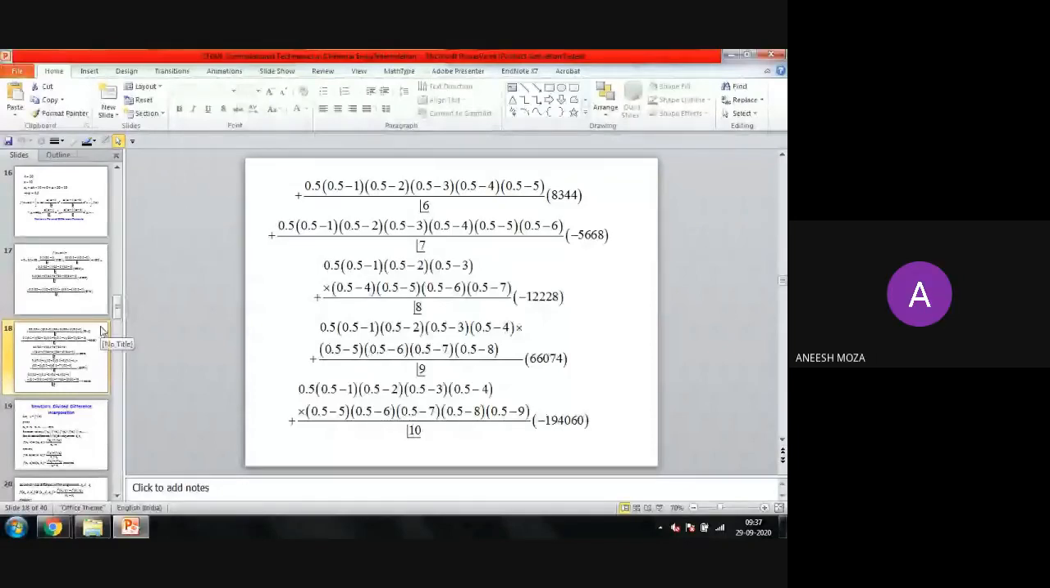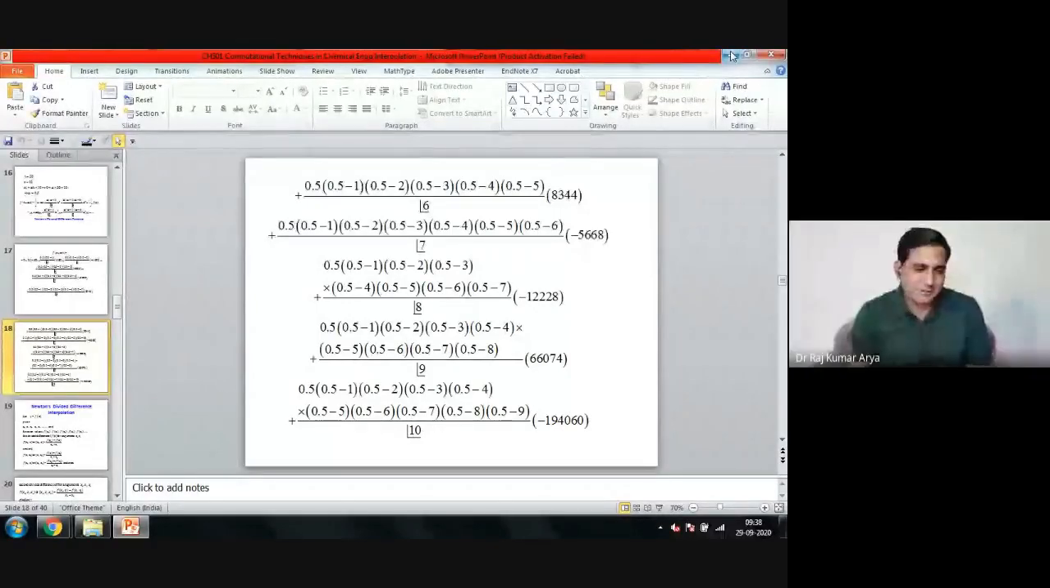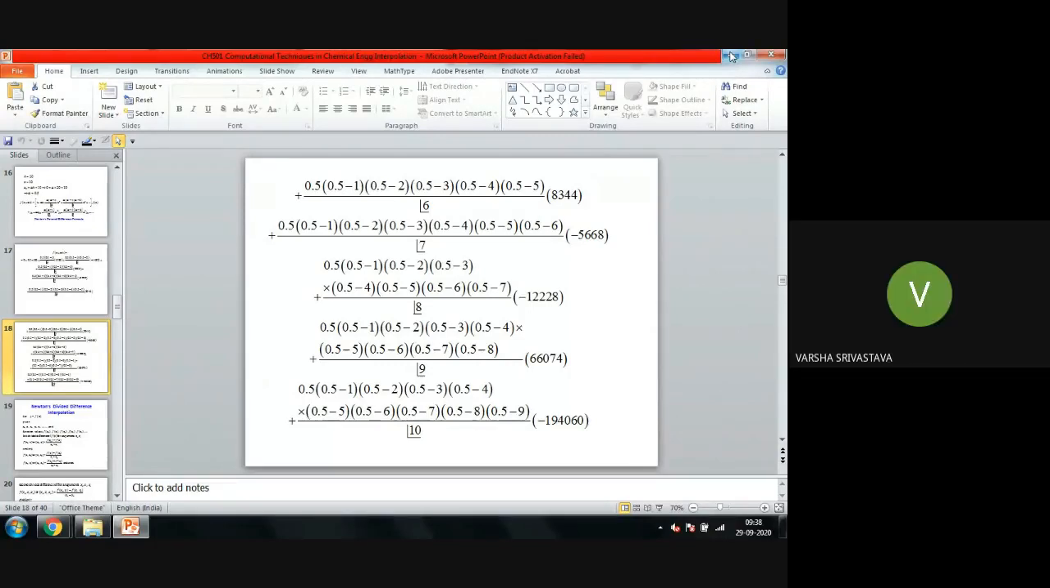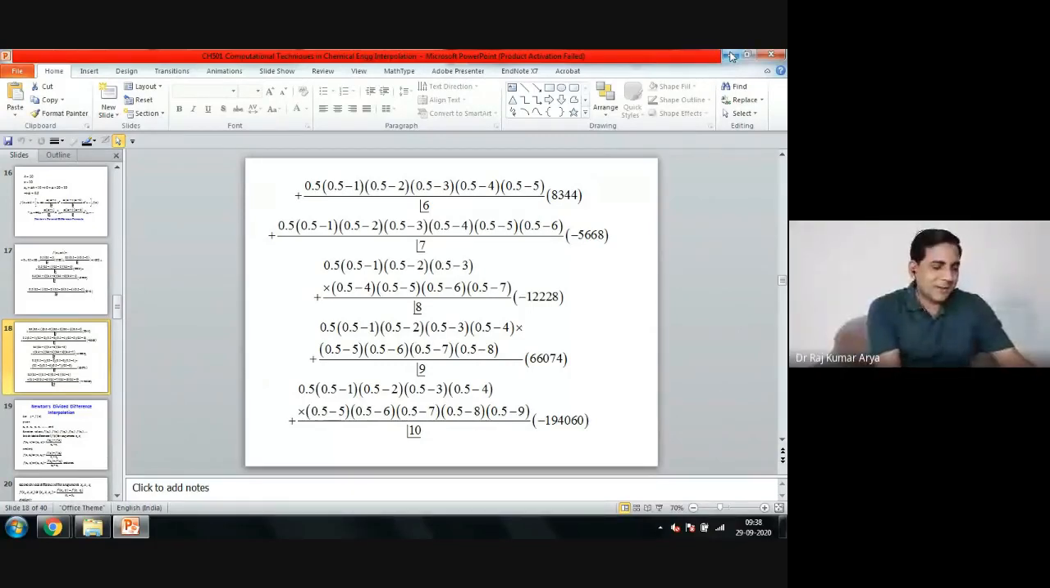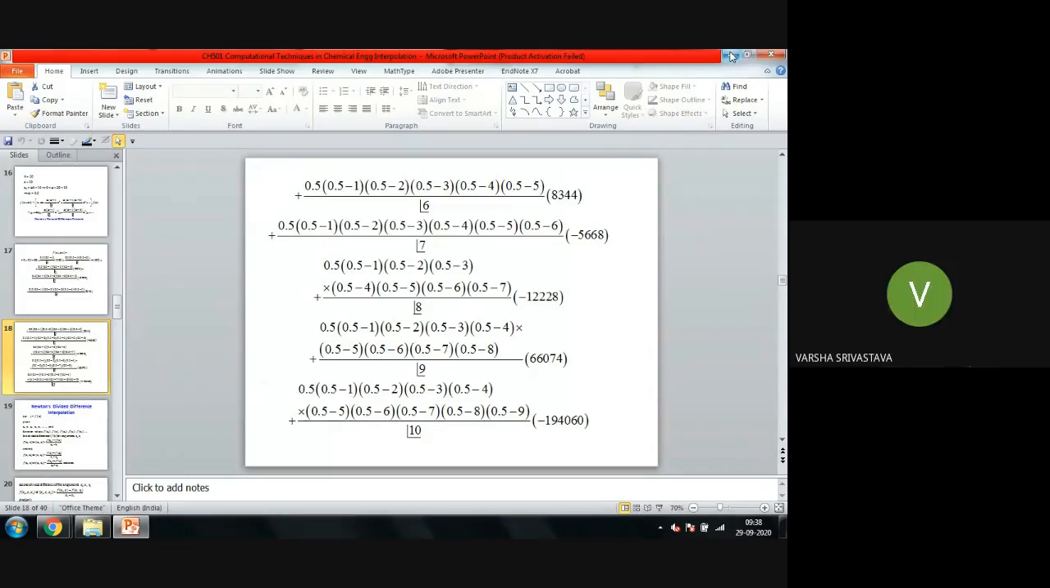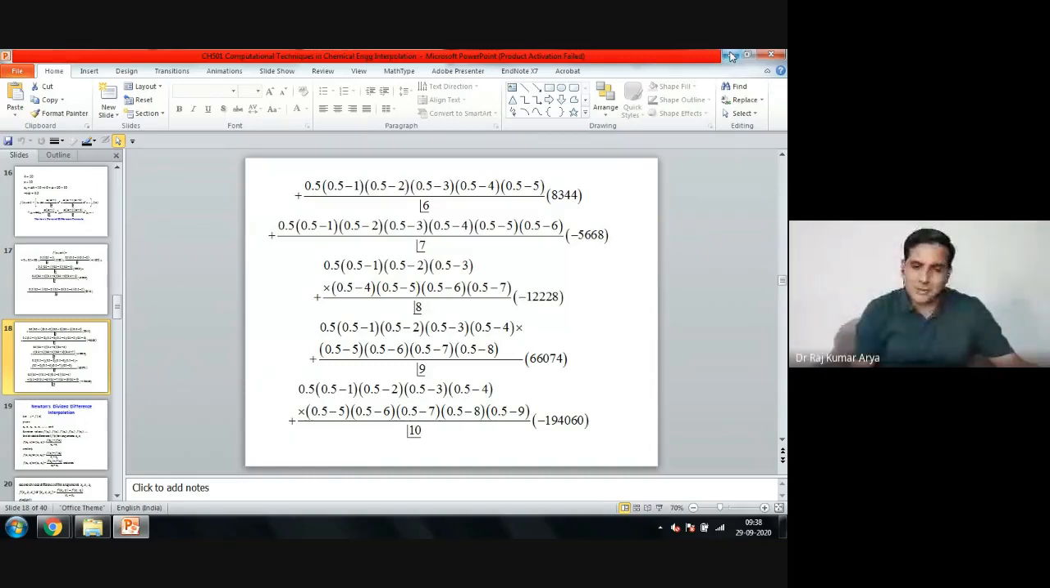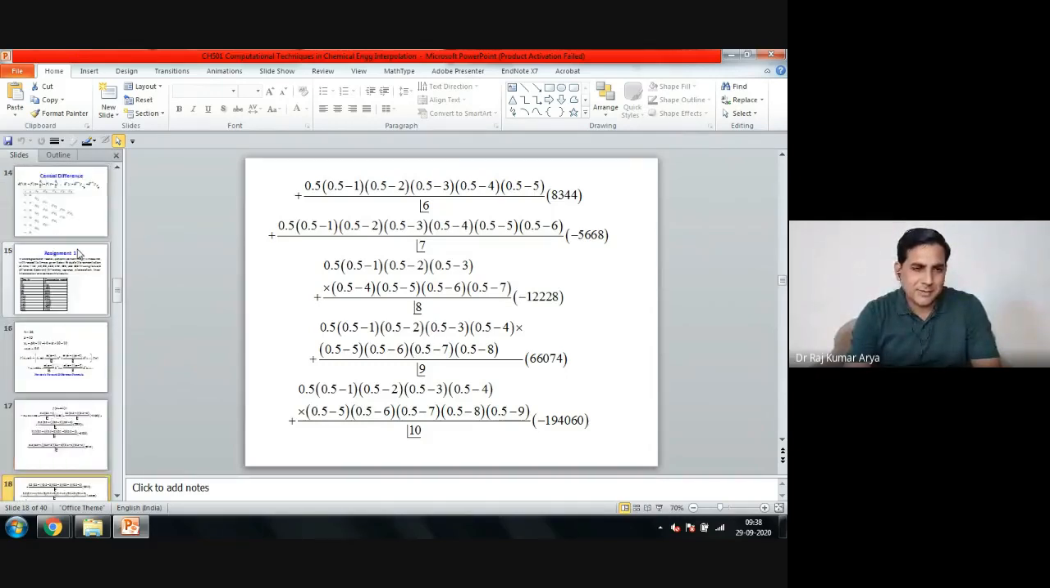Sir, will the answer for the backward and the forward difference come the same? No, it is not, because that is a different technique. Each technique will give you a different answer, because each technique may not give the same answer. So you are supposed to calculate the same thing from your backward difference also.